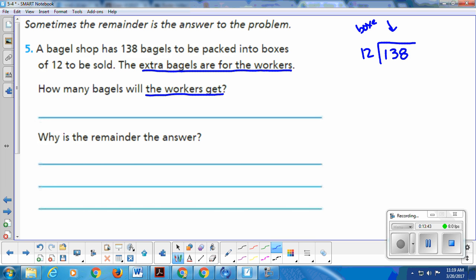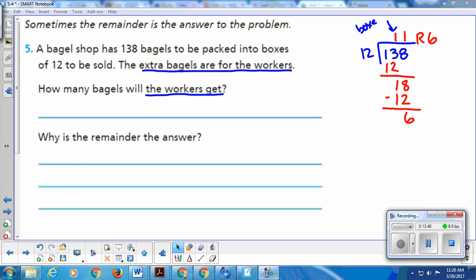So go ahead and do this math. So I say there's going to be 11 boxes with 12 bagels in each box. Okay? Then you're going to have 6 bagels extra. So those extra bagels are what the workers will get. This is important to see because it says the extra bagels are for the workers. How many bagels will the workers get? So it's not this 11, it's the 6 left over.